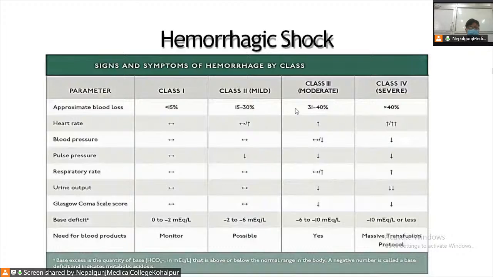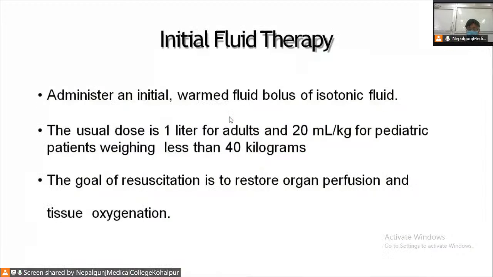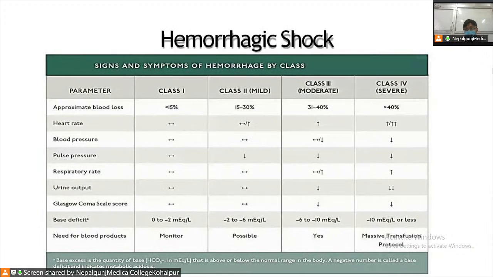Now, hemorrhagic shock can be classified into class 1, 2, 3, and 4. Class 1 is mild, 2 is mild to moderate, 3 is moderate, and 4 is severe. The approximate blood loss that we see is less than 15% of blood volume in class 1, 15 to 30% in class 2, 31 to 40% in class 3, and more than 40% in class 4. And it is around 1500 ml of the blood volume.